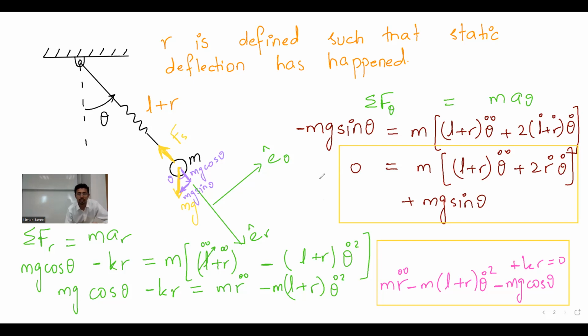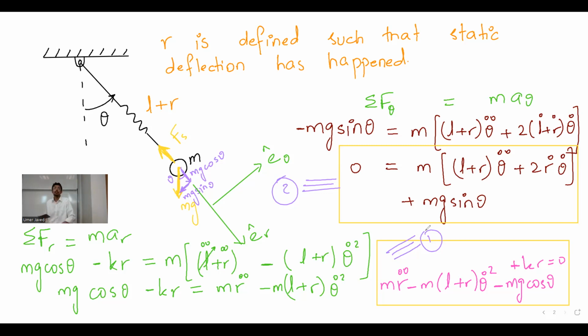Can anyone tell me what is the equation of motion between the two of them? Both of them. Very good. So both of them are your equations of motion. This is equation of motion. This is also equation of motion. You cannot just write one and leave the other. Why? Because how many unknowns do you have in this?